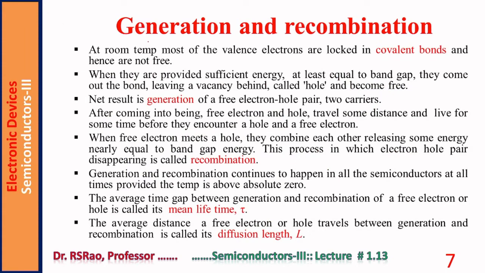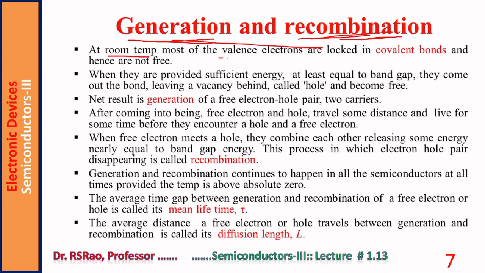A few points regarding generation and recombination. In a semiconductor, whether intrinsic or extrinsic, as long as it is above 0 degree Kelvin, two phenomena keep on happening continuously, eternally. These two phenomena are generation and recombination. Generation means an electron coming out of a covalent bond, creating a free electron and a hole. Recombination means a free electron falling back into the vacancy that exists in a covalent bond, or into a hole, resulting in the disappearance of the electron-hole pair. One point to be kept in mind is that generation is associated with absorption of energy, and recombination is associated with release of energy. With this in mind, let us see what is given here.